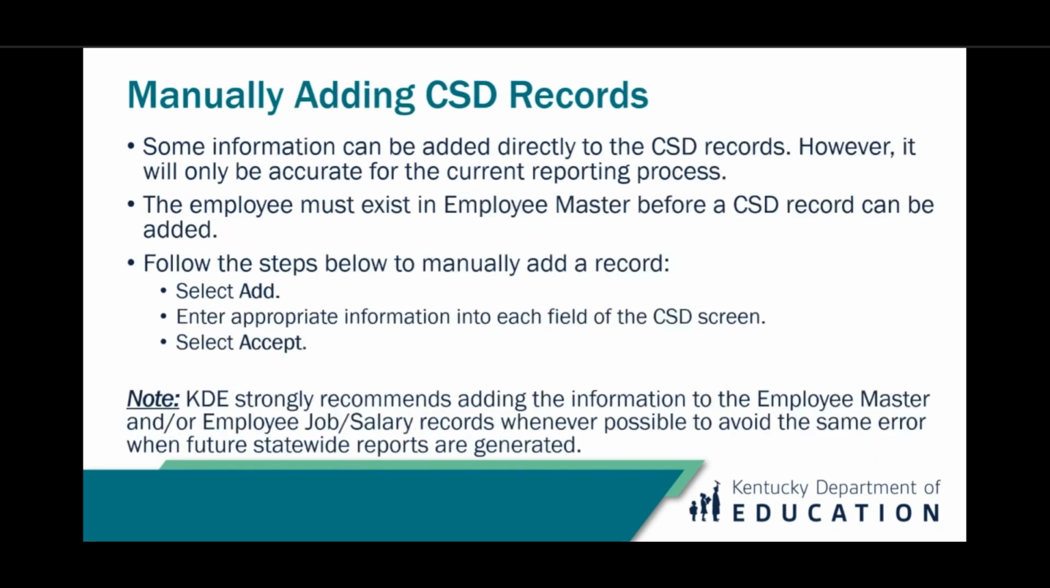So you can manually add a CSD record as well. The employee must exist in employee master before you can add a CSD record. These are your steps for adding. You'll select add, enter the appropriate information on the screen and select accept. The same note here applies. Any time that you can actually go over and do this in Employee Master, Employee Job Salary Records, it will avoid the same need to add this employee going forward in the future.